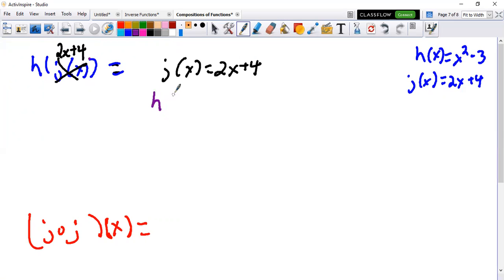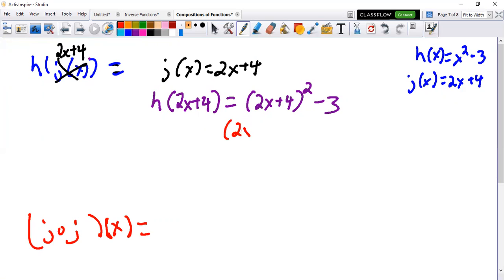So h of 2x plus 4. So I got to plug it into here, x squared minus 3. 2x plus 4 quantity squared minus 3. So I got 2x plus 4 quantity squared. Again, when you're squaring something, you're just multiplying it by itself. So if you need to write this step to remind yourself of that, knock yourself out.